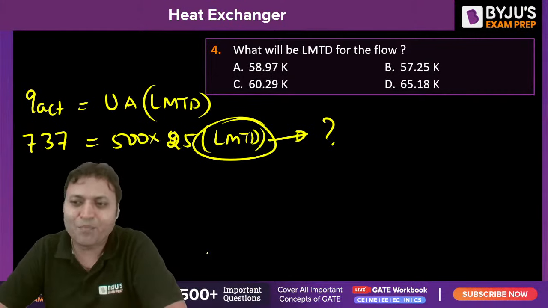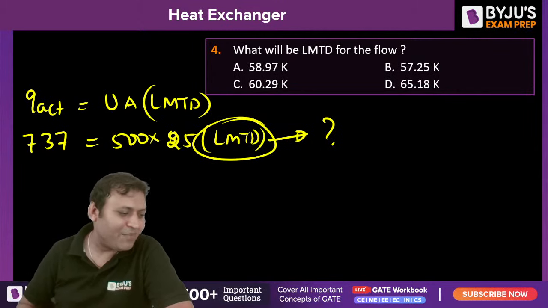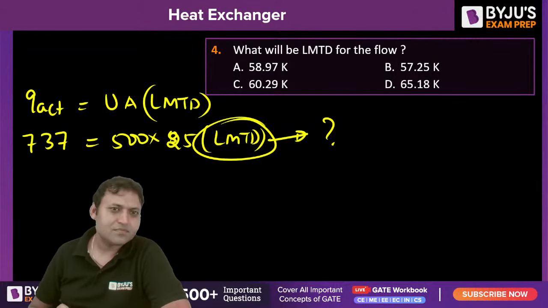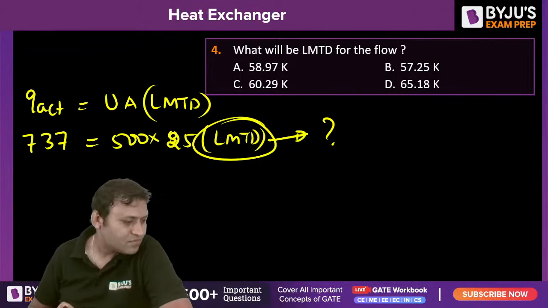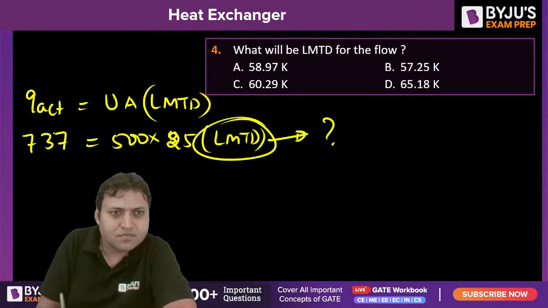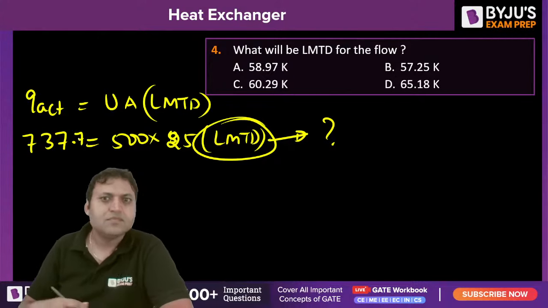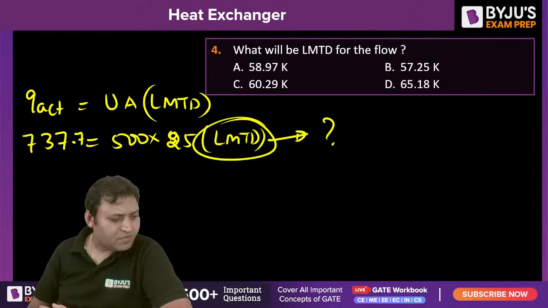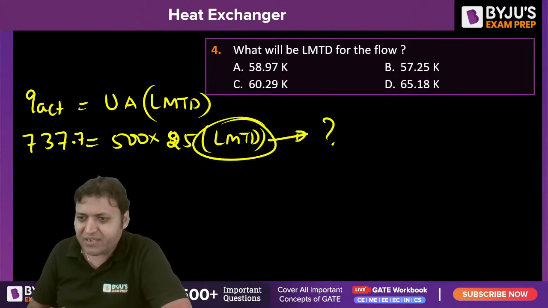Second part is quite simple. What is the LMTD? Are you getting 58.97?